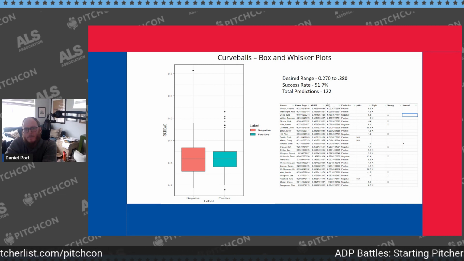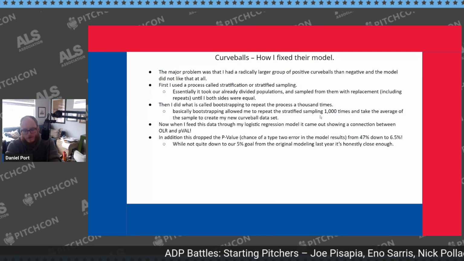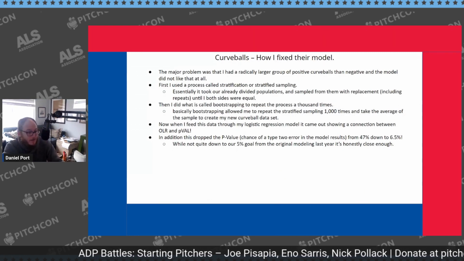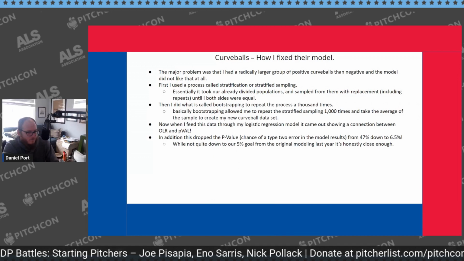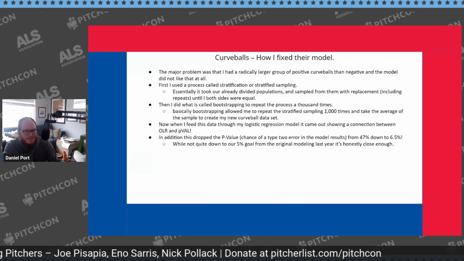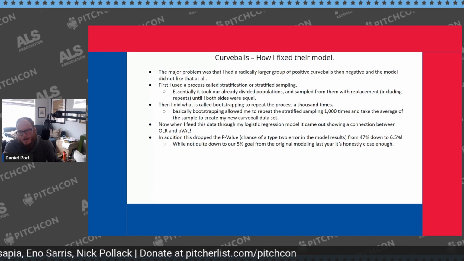And looking at it from here, there's an interesting point on curveballs. If you watched last year, I had actually eliminated curveballs. I wasn't ecstatic about the results in the modeling itself.